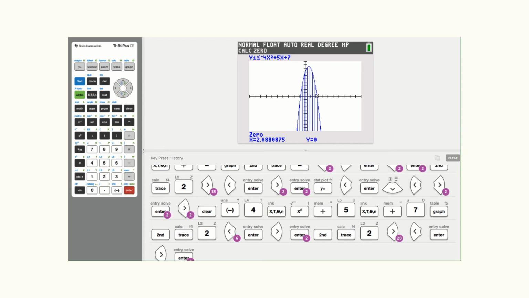Now, understanding how to use your calculator is very beneficial. Take advantage of it.